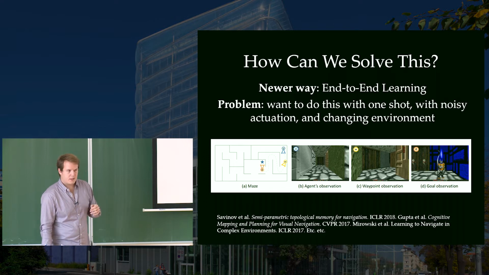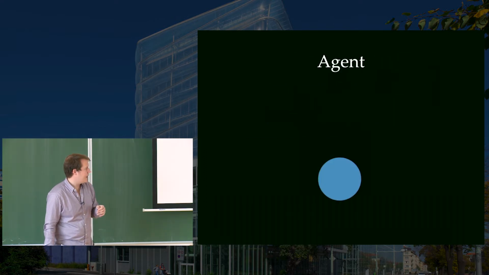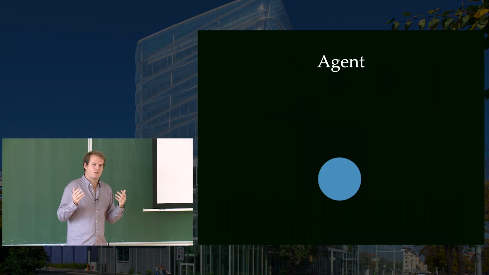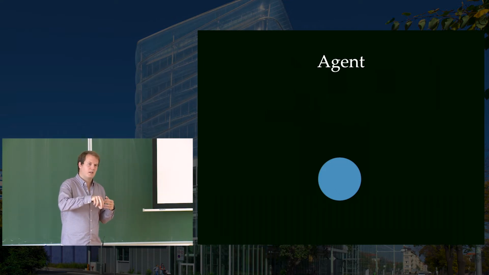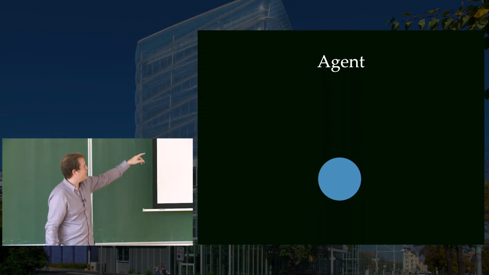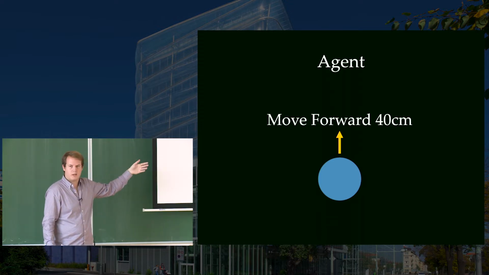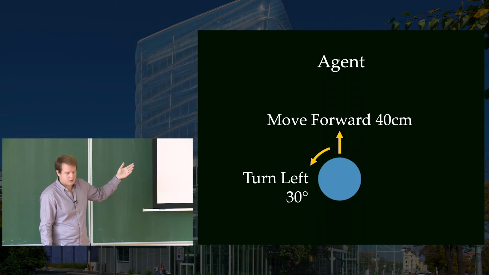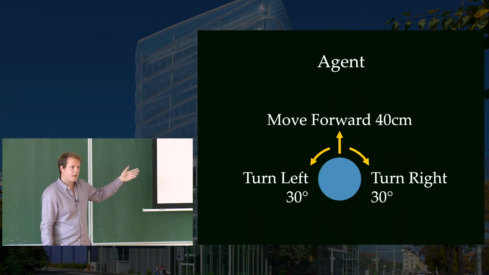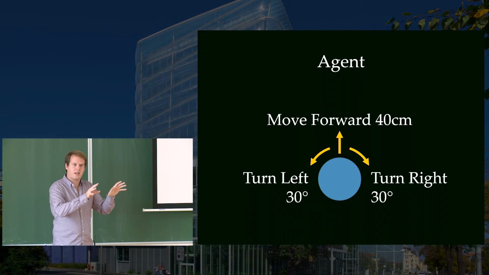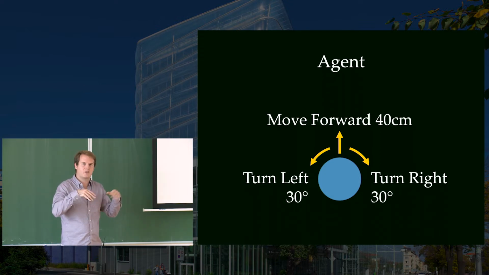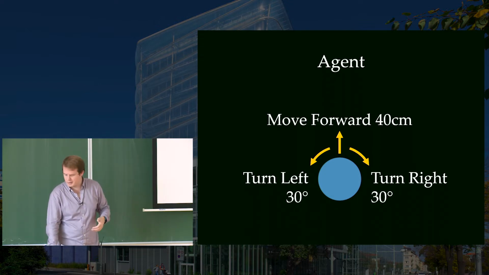And so, to give context, the agent that we're dealing with is not going to be an actual physical robot. It's going to be sort of like a point agent that has a number of macro actions. So we're not doing joint torques. Ideally, what the agent can do is move forward, for example, 40 centimeters. It can turn left. It can turn right. And so it has these discrete actions, and we're abstracting away the actual process of moving forward.